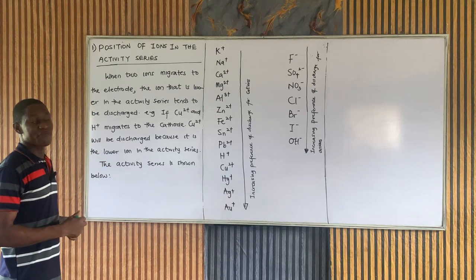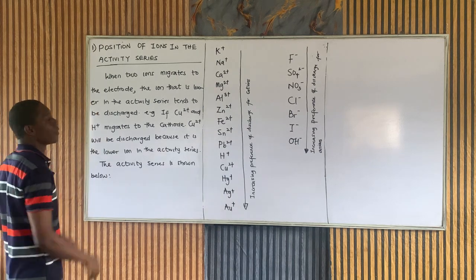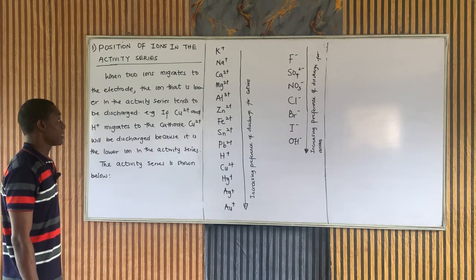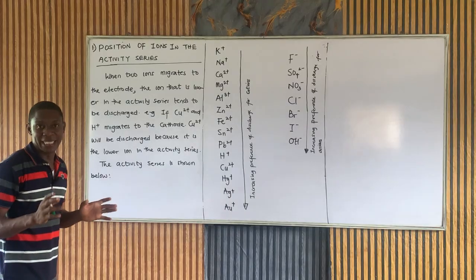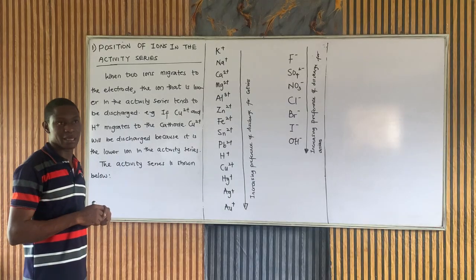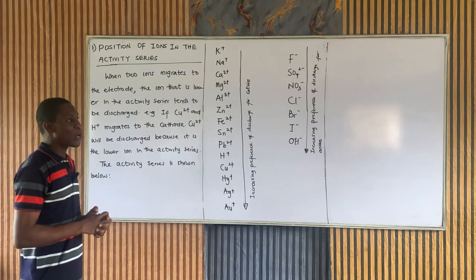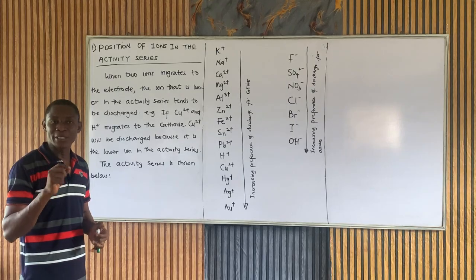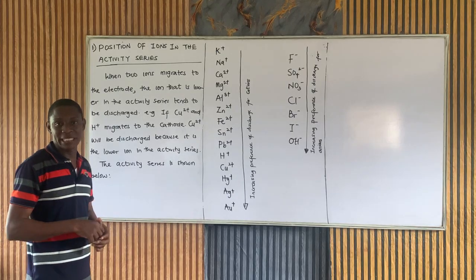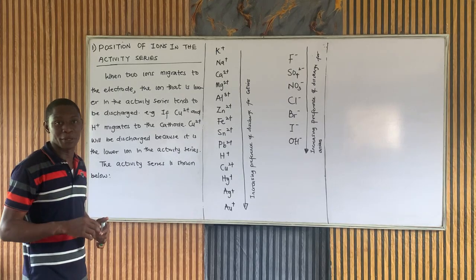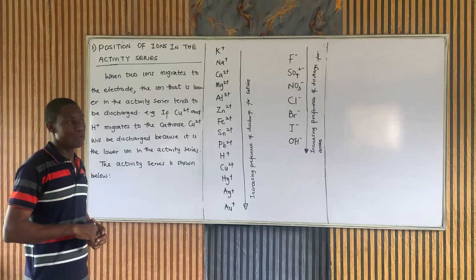So let's consider the first factor, position of ion in the activity series. You see, when two competing ions migrate to the electrode, either the cathode or the anode, the ion that is lower in the activity series between these two competing ions is the ion that tends to be discharged.